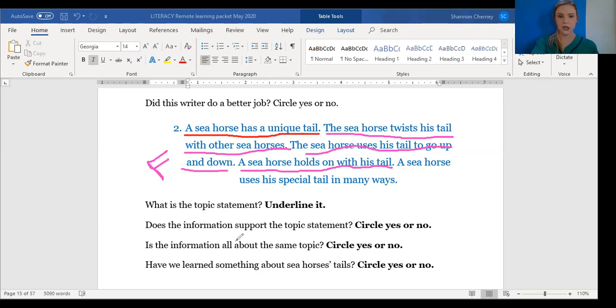Is the information all about the same topic? Is the information all about tails? Circle yes or no. And last, have we learned something about seahorses' tails? So this question is asking us, did they just tell us a make-believe story about a magical pretend tail, or is this real life and we learned something new, a fact about seahorses' tails? Circle yes or no.